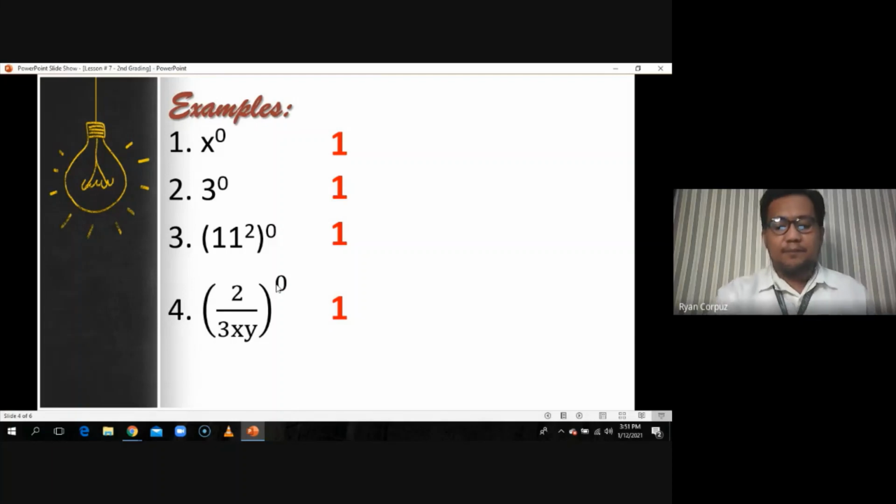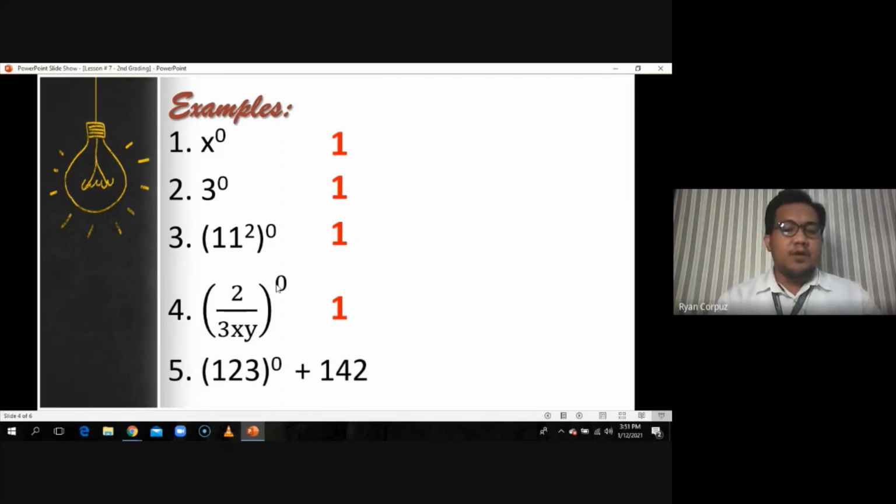Let's try another. Let's have number 5. 123 raised to 0 plus 142. So what would be the answer there? The 123, a constant term, was raised to the 0 exponent, so that whole term will be equal to 1. So 1 plus 142, you'll come up with an answer which is equal to 143. 143, that means I love you.